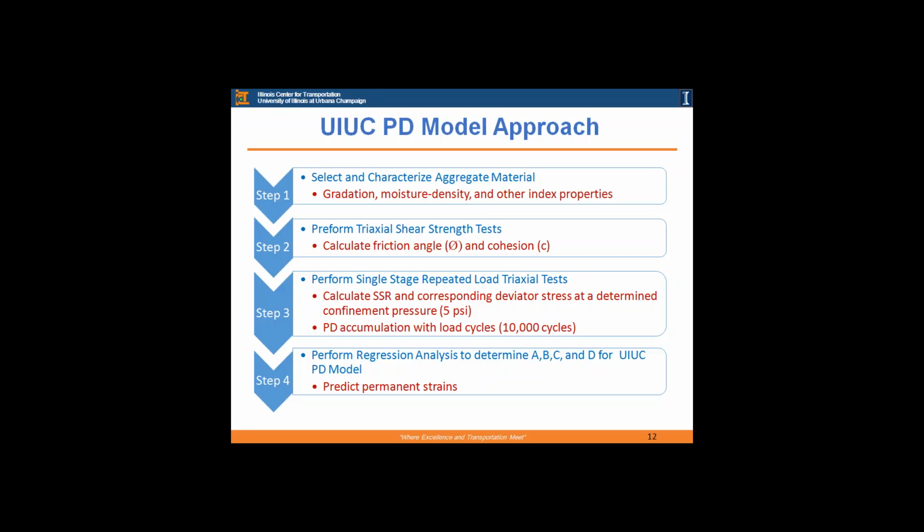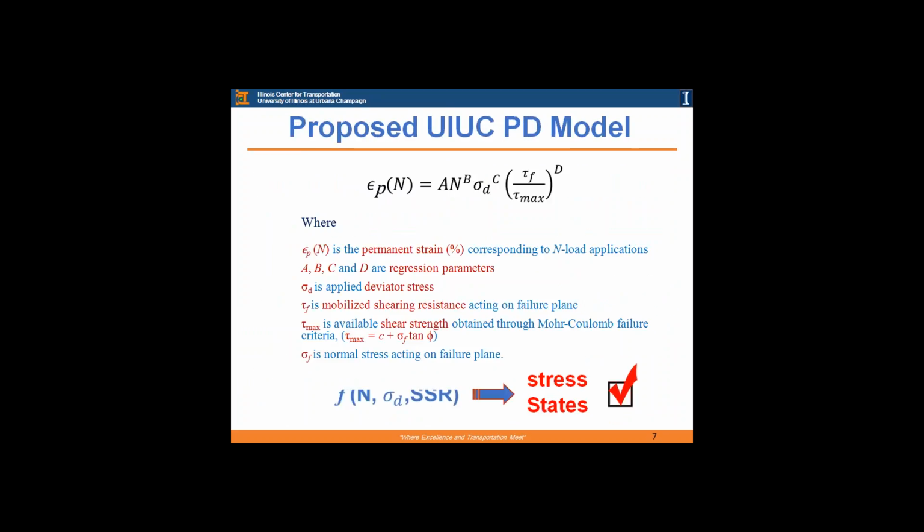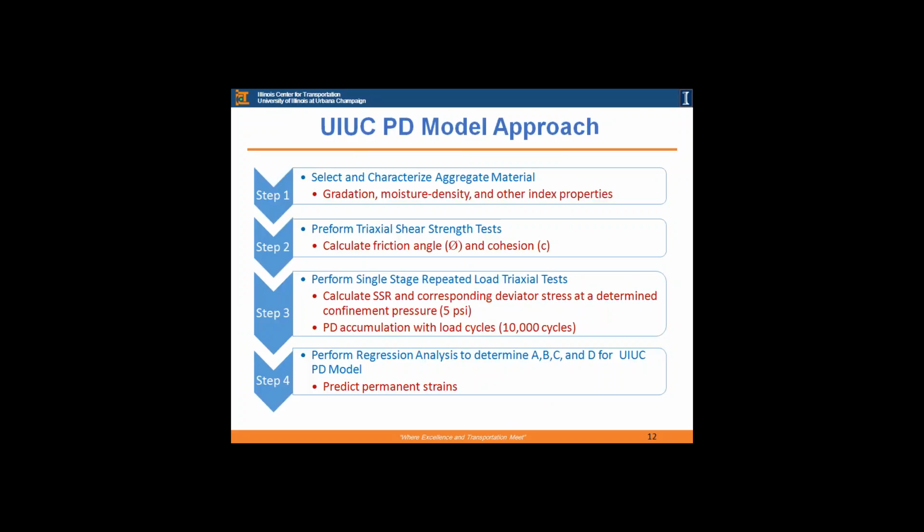The third step is to perform a single-stage repeated load triaxial test. For these single-stage triaxial tests, we were using a 5 psi confinement pressure, which is a common value found in the field or in real-life applications. We had different shear stress ratios calculated, and the materials were tested at 3 different shear stress ratios, which are stress to strength ratios of 0.25, 0.5, and 0.75. And after we have all the lab data collected, we perform regression analysis to determine the model parameters that I just showed here, the A, B, C, and D values.